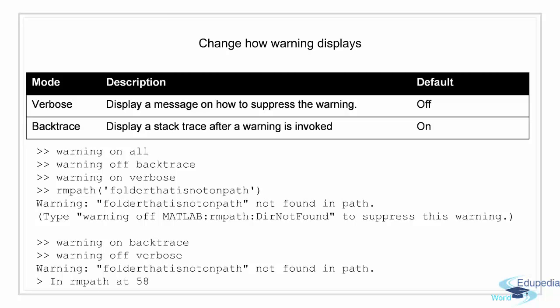Using backtrace, we can have Matlab trace to the line where the warning has occurred. When backtrace mode is enabled, Matlab displays the file name and the line number where the warning occurred. Here in the second section of the code, I have turned on backtrace and disabled verbose. So when I get the same warning, I get a hyperlink at the end of the warning saying rmpath at 58. This hyperlink will take me to the location where the warning occurred.